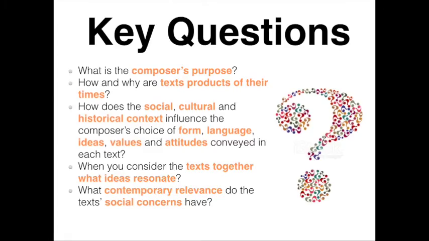Once you have finished both texts, there are some key questions that you should ask yourself. I'd recommend writing at least a paragraph on each question. What is the composer's purpose? How and why are texts products of their times? How does the social, cultural, and historical context influence the composer's choice of form, language, ideas, values, and attitudes conveyed in each text? When you consider the texts together, what ideas resonate? What contemporary relevance do the texts' social concerns have?